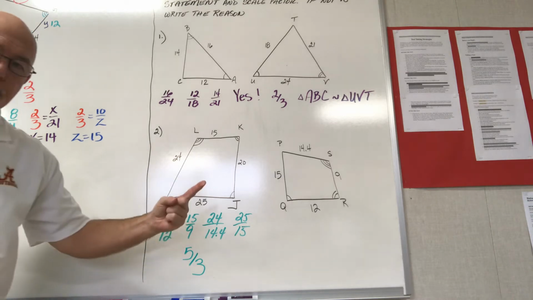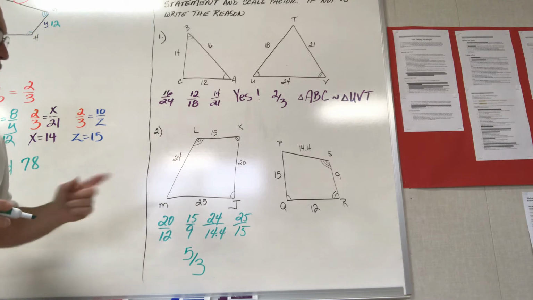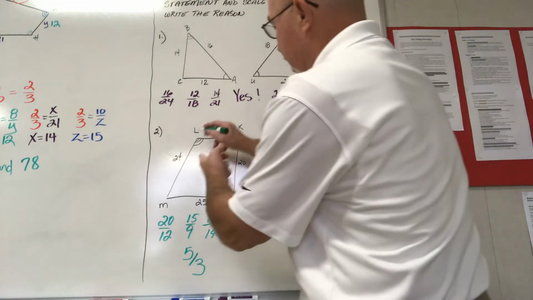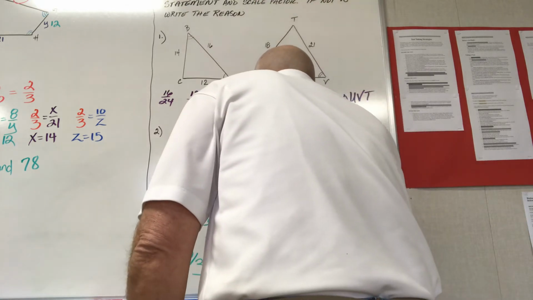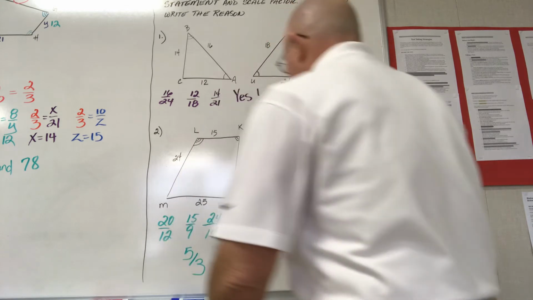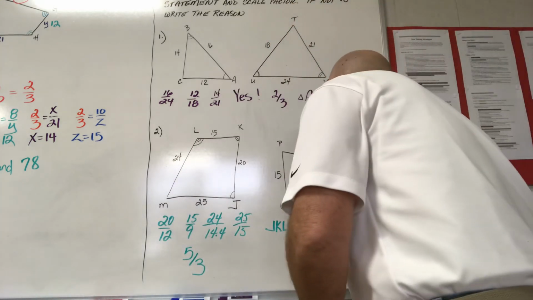The sides are in proportion. Okay? So yes, they are similar. And now we match. Okay? So I'm just going to do this. JKLM is similar to QRSP.